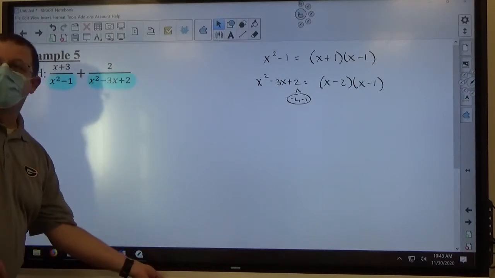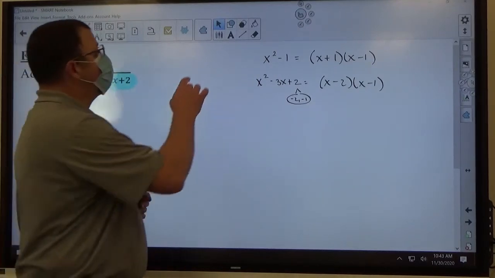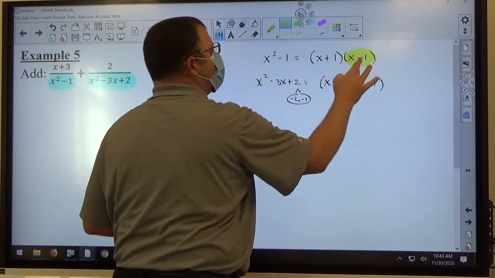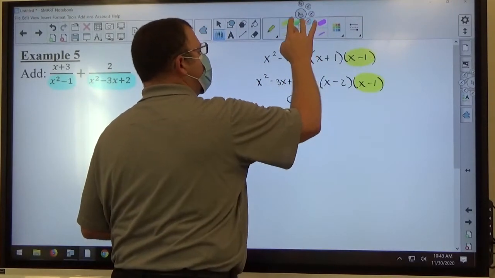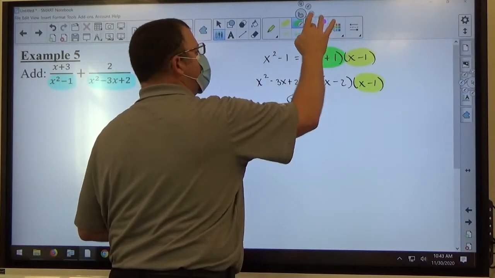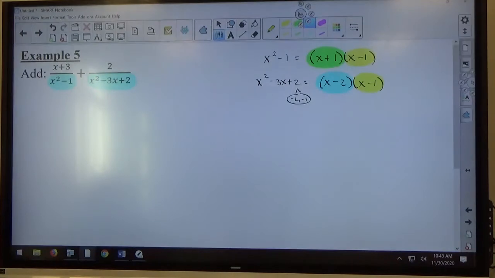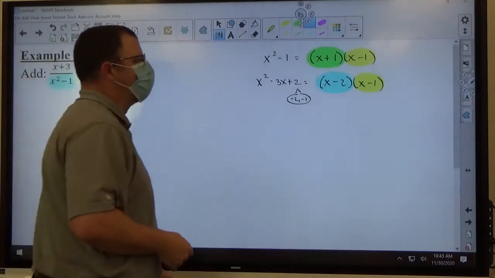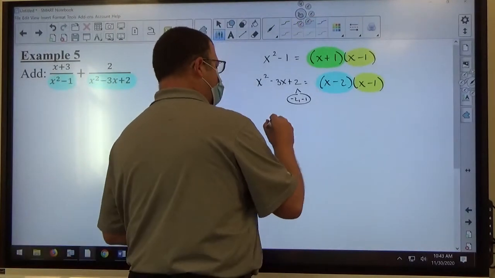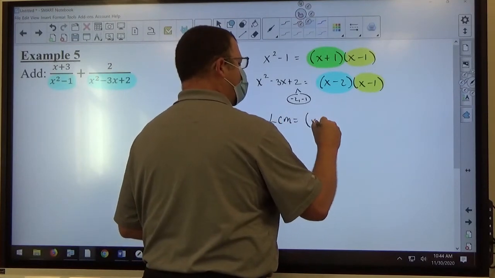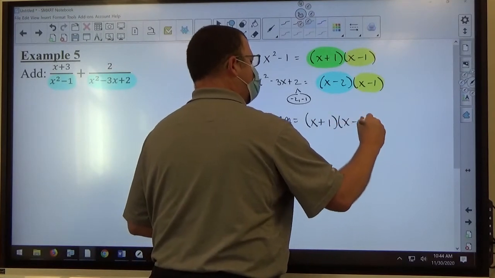And again, this is just a least common multiple of the denominators. So if I'm looking at the pieces that happen here, x - 1 happens, x + 1 happens, x - 2 happens. And again, x - 1 happens multiple times. Doesn't matter if it happens once, it counts once. So if it happens twice, it counts once. So the least common multiple here is going to be the product of each of those pieces: x + 1, x - 1, and x - 2.